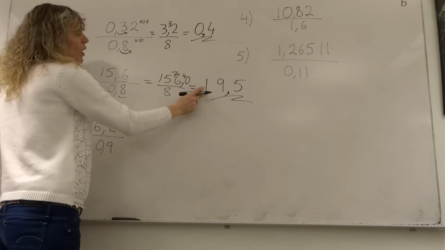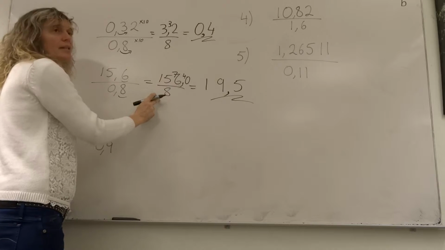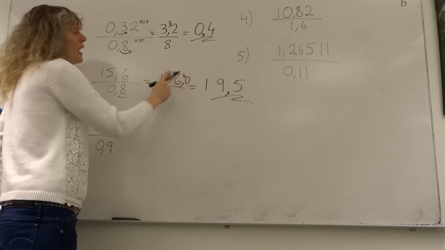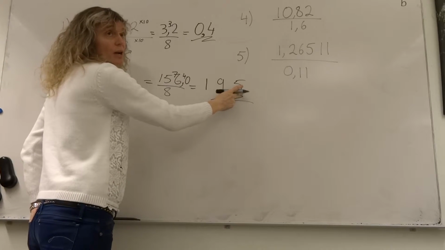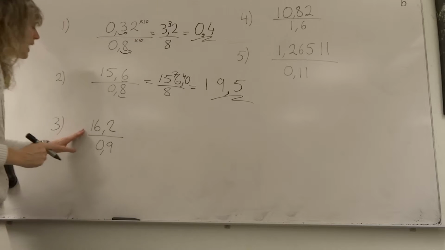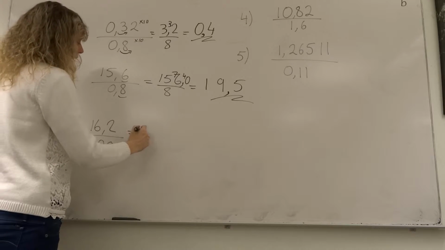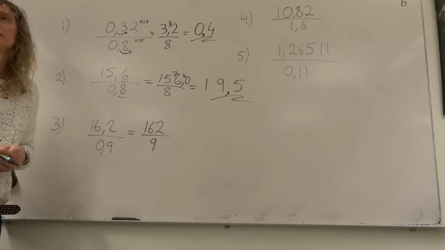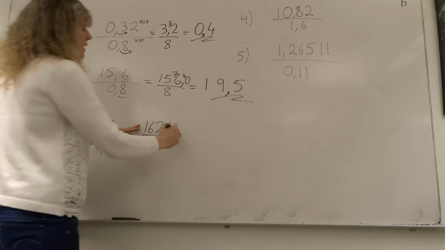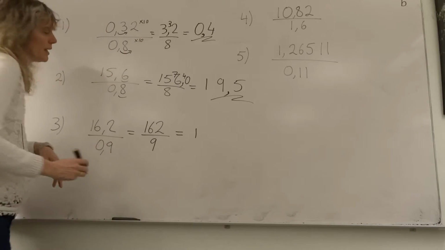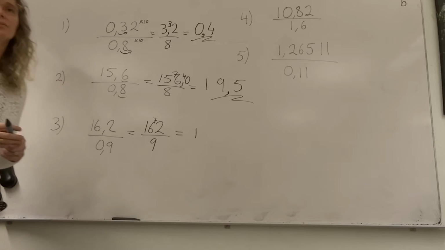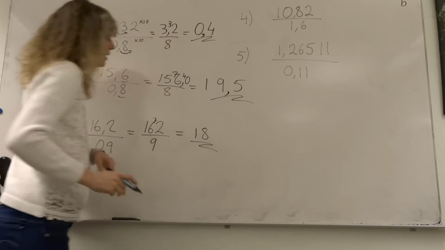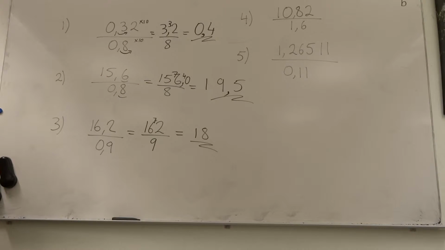8's go into 15 one time, 7 left over. 8's go into 76 9 times, 4 left over. 8's go into 40 5 times, 19.5. Next one, we have a decimal point on the bottom again, so we have to change this to be 162 divided by 9. 9's go into 16 one time, 7 left over. 9's go into 72 8 times. 8 9's are 72. So we get the answer 18 there.